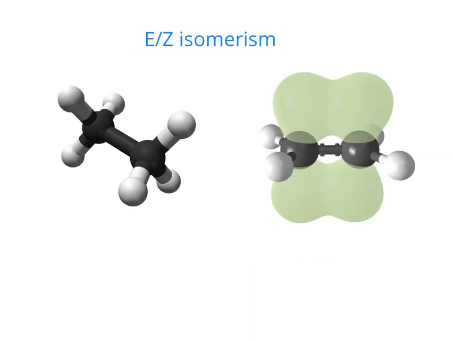So EZ isomerism. EZ isomerism is something that applies specifically to alkenes, and in a little while we'll also talk about why it's sometimes called cis-trans and what the difference is there. First, we're just going to look at what it is, how it arises, and what you need for EZ isomerism to arise. So the molecule on the left is ethane, and the molecule on the right is ethene, and the green shading there is to represent the electron density of this pi bond.